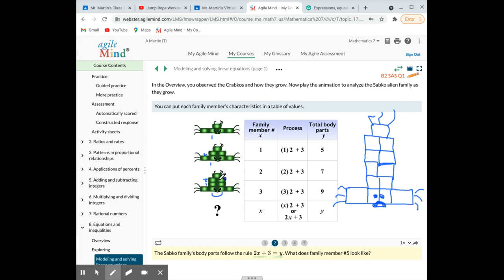All right, so let's take a look at it and make sure it's right. So we need to put a 5 in for what? X. For x. And so we're going to multiply it by 2 and then add 3. So what's 5 times 2? 10. What's 10 plus 3? 13. All right, let's see if we got the right number of body parts. We got 1, 2, 3, 4, 5, 6, 7, 8, 9, 10, 11, 12, 13. Does that look right? Yes, sir.